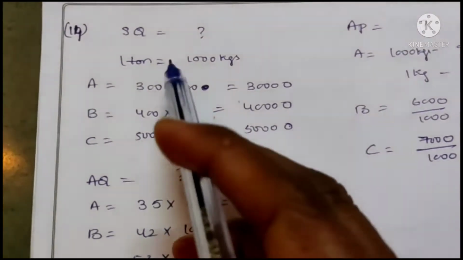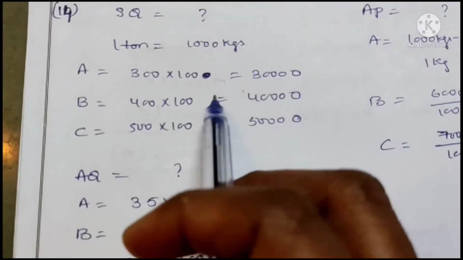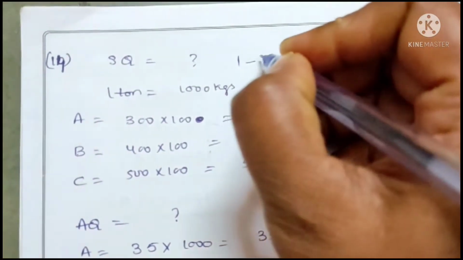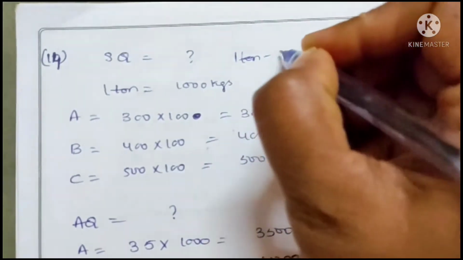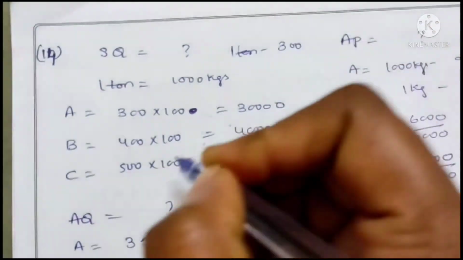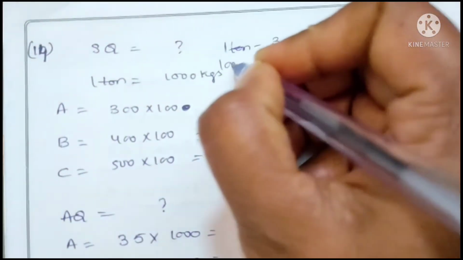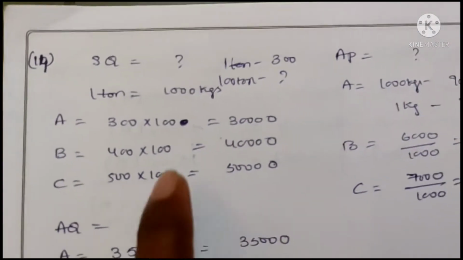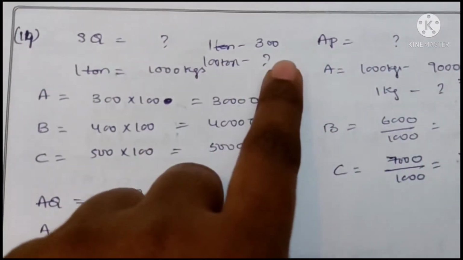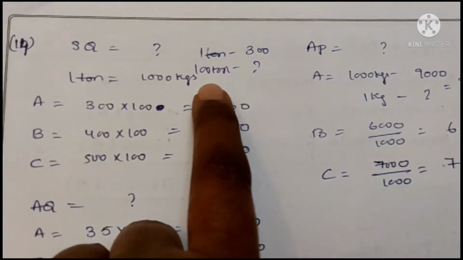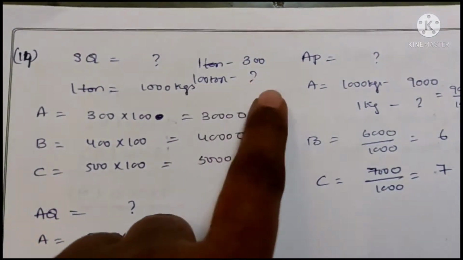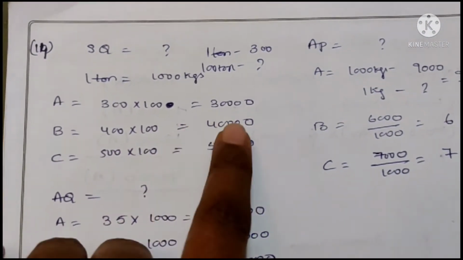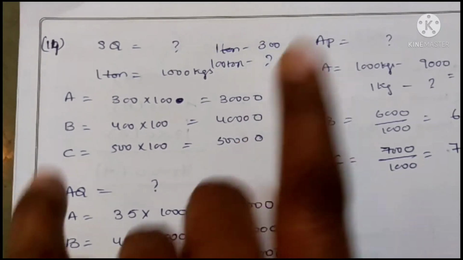So 300 into 100, cross multiplication, we get 300 into 100. If needed, look at what I wrote here. So for 1 ton, 300 kgs of raw material is required. So for producing 100 tons how much? For preparing 1 ton 300 kgs of raw material is required, but actually they are producing 100 tons. For 100 tons how much? So 300 into 100 is 30,000, 400 into 100 is 40,000, 500 into 100 is 50,000.